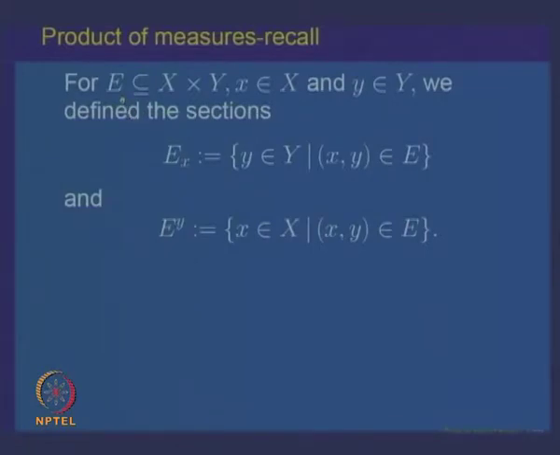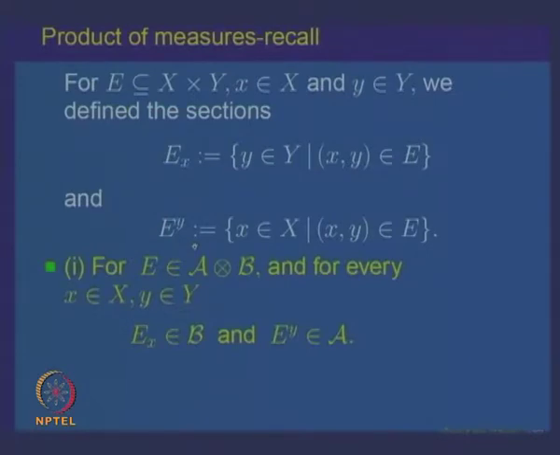We have a set E contained in the product set X cross Y, and for any element x in X and y in Y, we defined what is called the x section E_x and the y section E^y in the previous lectures. And then we claimed that for every set E in the product sigma algebra, the section E_x is an element of the sigma algebra B, and the section at y is an element in the sigma algebra A. So, this we had proved.